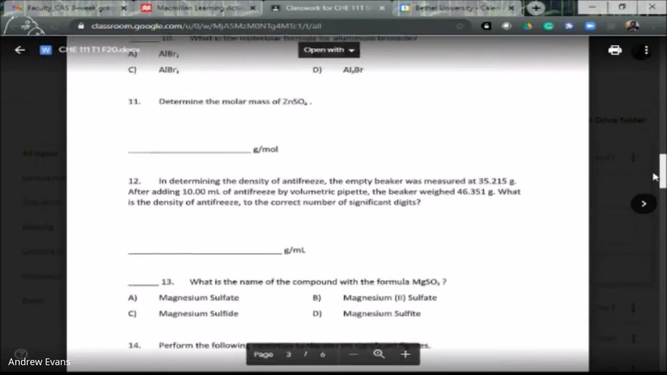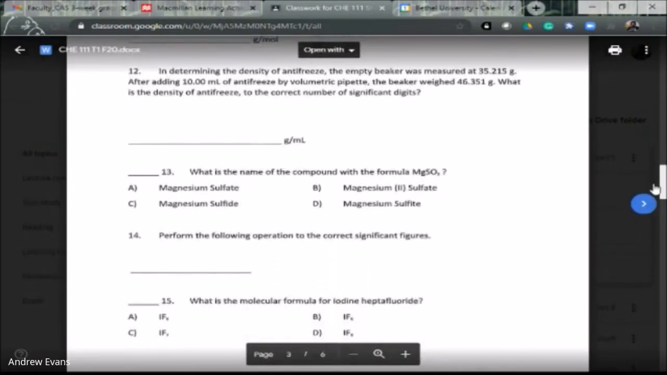Just expect at least one lab-like problem. So if you haven't done lab 1, get with someone who has. Make up the lab sometime before next week. It's not super hard, but look at it.